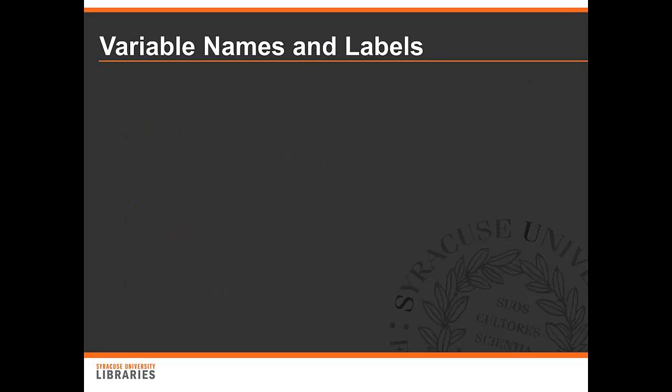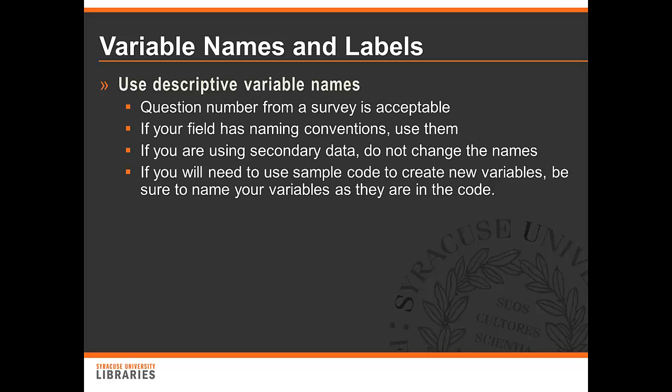Let's talk about variable names and labels. You should use descriptive variable names, something that indicates what the variable is measuring. Using a question number from a survey or other form is acceptable, and this makes it easy to go back and forth between the data and the form. If your field has specific naming conventions, be sure to use them.